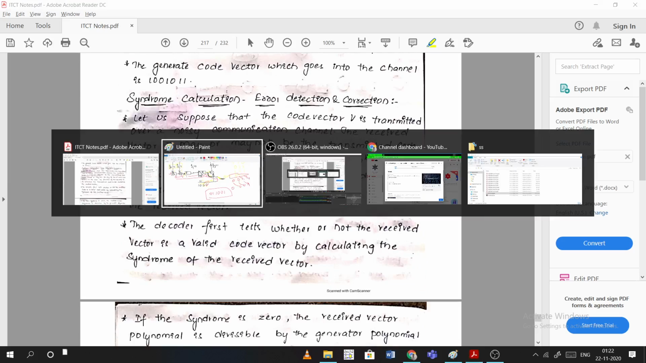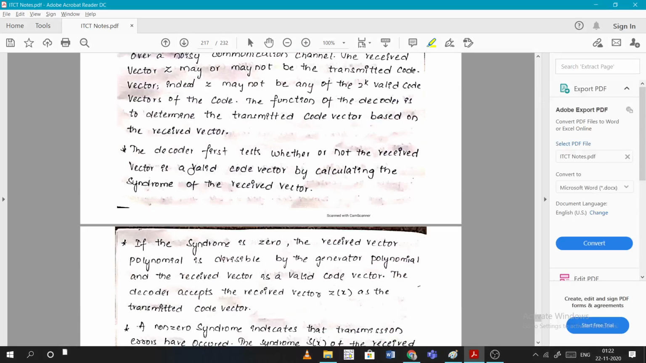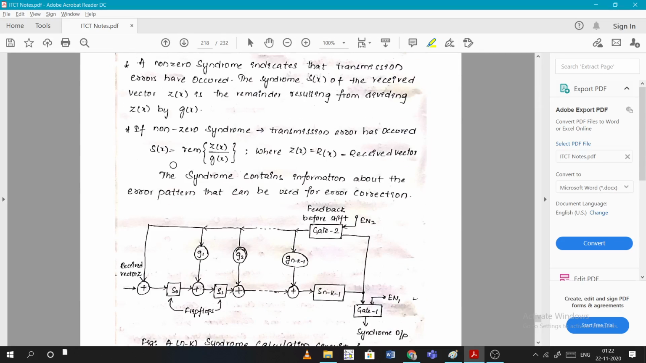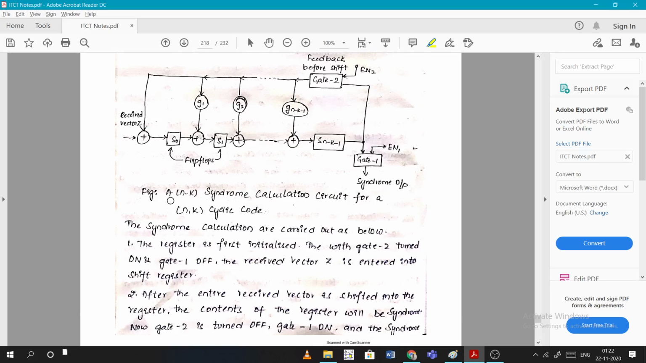Now syndrome calculation. To do the syndrome calculation, same way, first we need to find S(x), that is the remainder of the received data divided by the generator polynomial. So first we take the received polynomial, divide it by the generator polynomial, and we get some remainder, right? That remainder is called the syndrome polynomial. So according to the circuit, how to connect is in the same way.